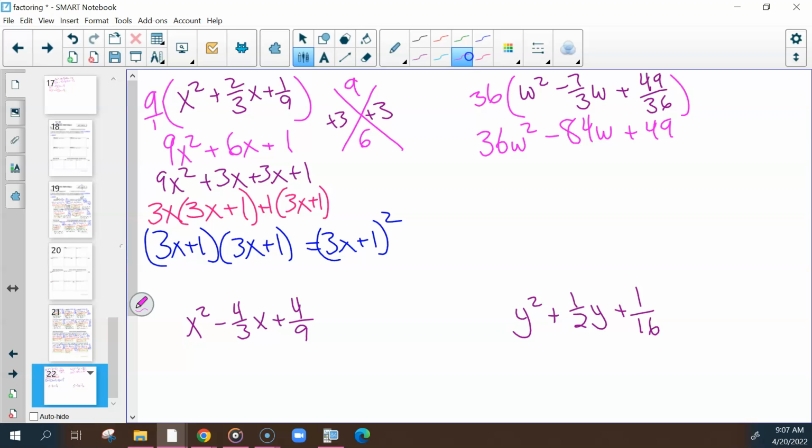I don't believe this has a DCF, but we can check it. Let's see. Factors of 49: 1, 7, 49. No. So it doesn't have a DCF. What is 36 times 49? 1,764. 1,700 basically.